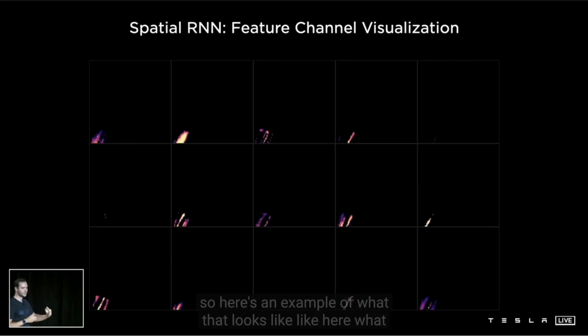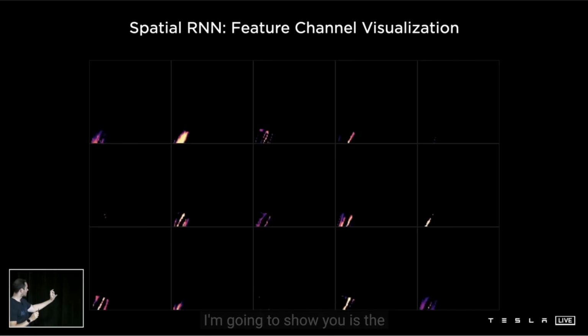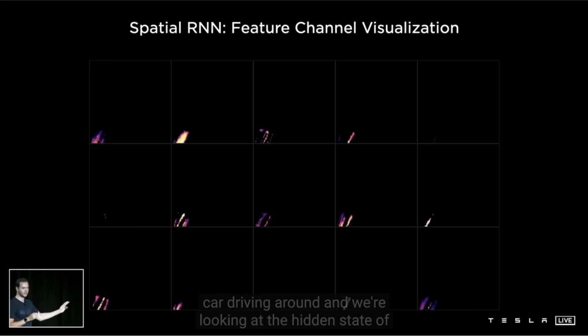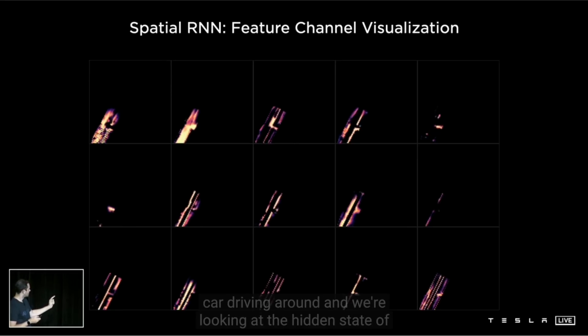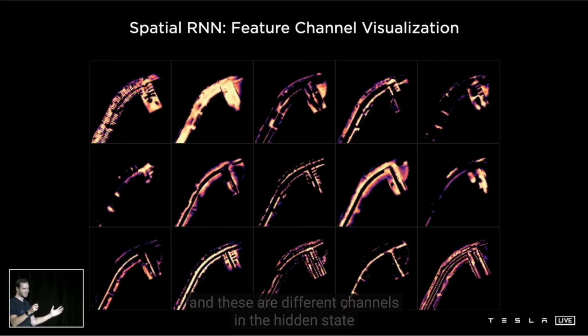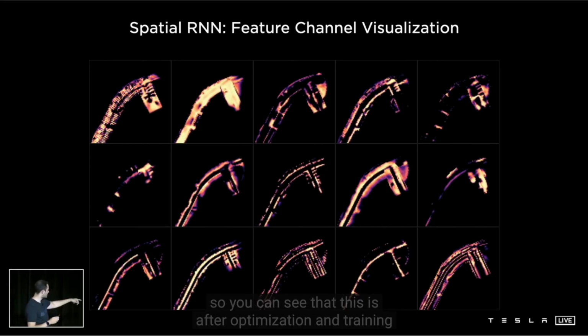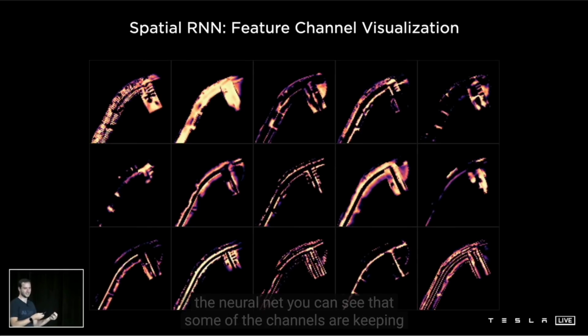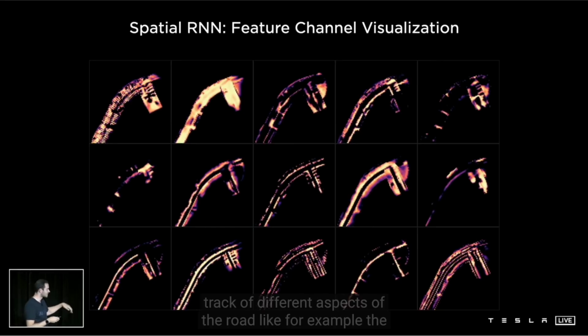So in the end, what do we get out of all of this? Well, we get beautiful videos, but more importantly, we get extremely information-rich videos. Again, these are videos in feature space, not in image space. Here, what I'm going to show you is the car driving around, and we're looking at the hidden state of this RNN, and these are different channels in the hidden state. You can see that this is after optimization and training this neural net. You can see that some of the channels are keeping track of different aspects of the road, like, for example, the centers of the road, the edges, the lines, the road surface, and so on.